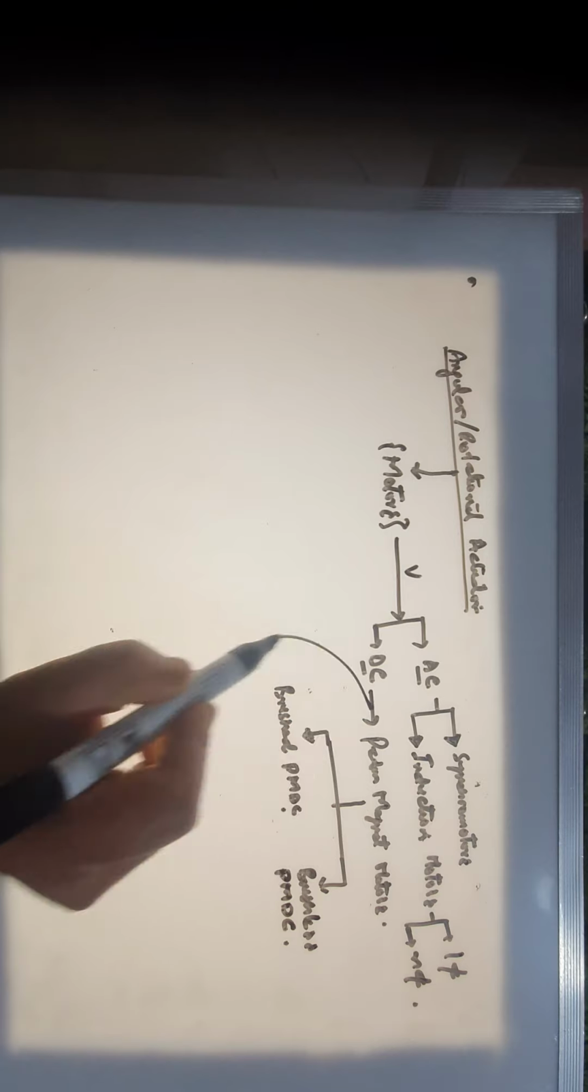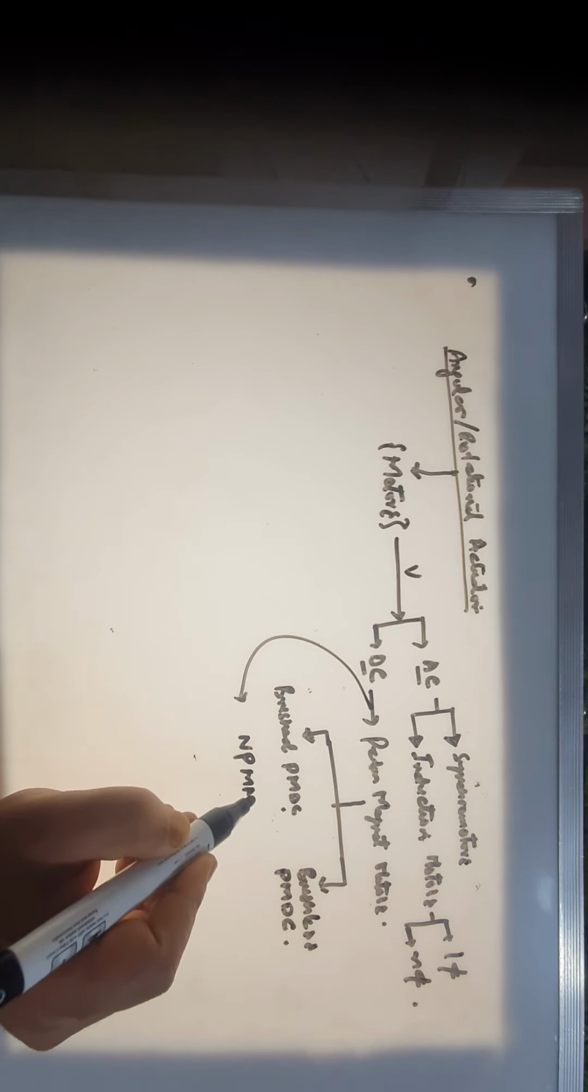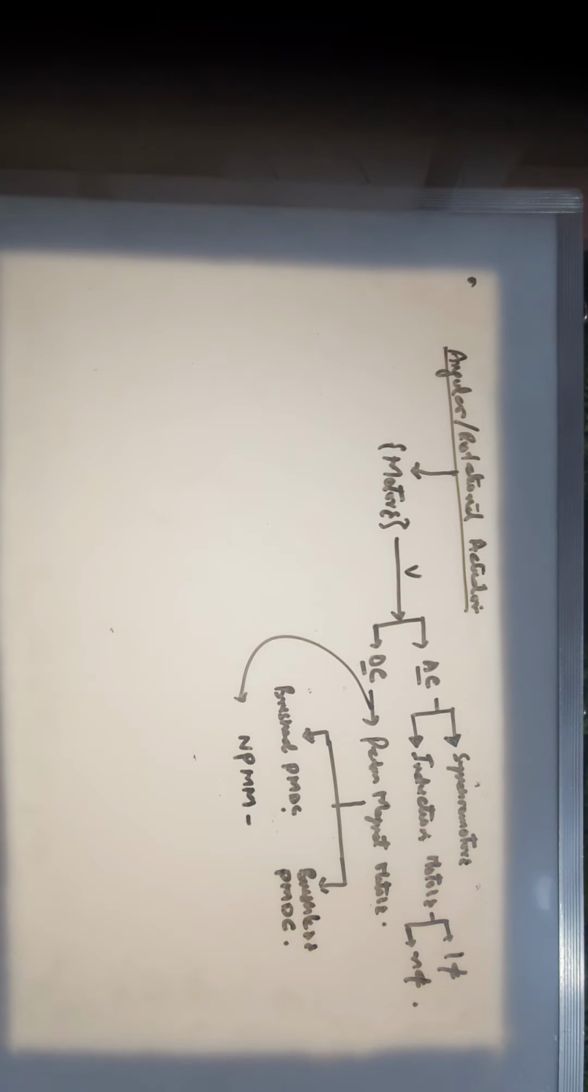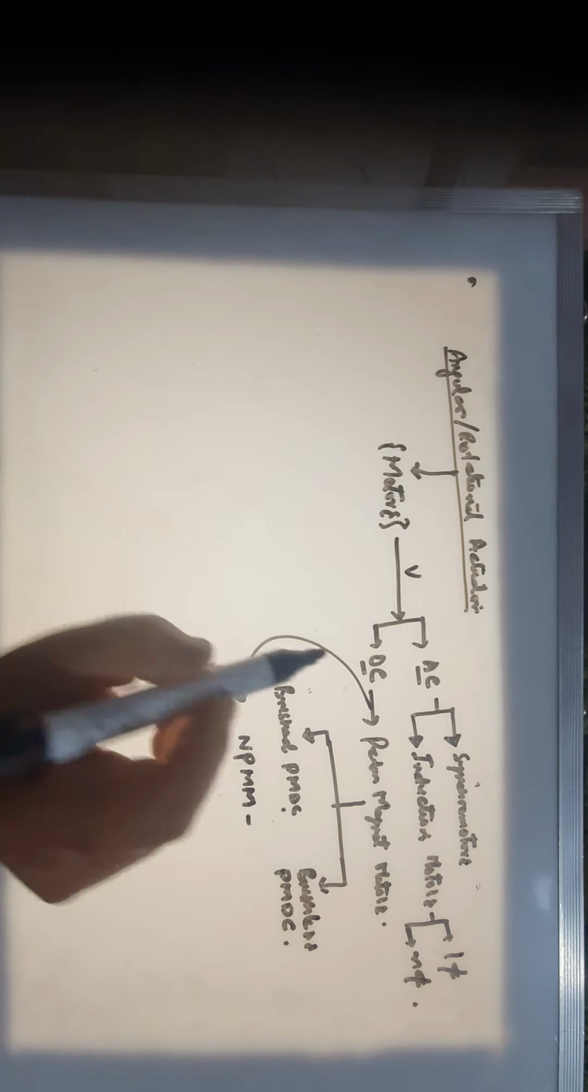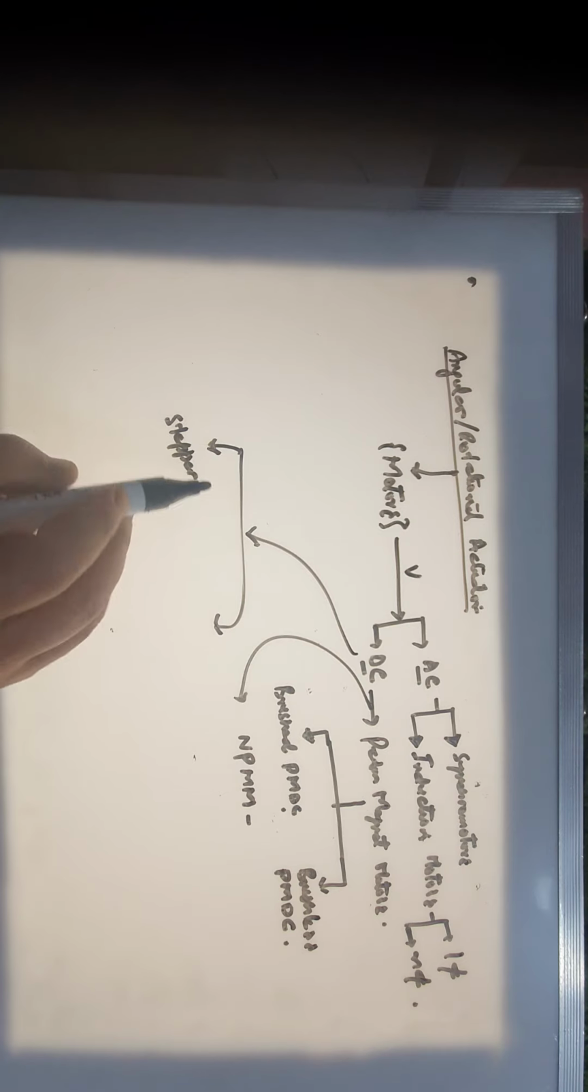Then we have non-permanent magnet motors. These are again DC motors. Then some variations of the motors, and we have stepper motors and servo motors.